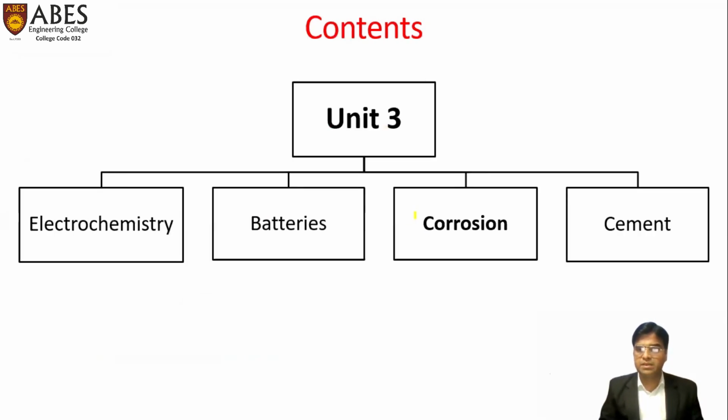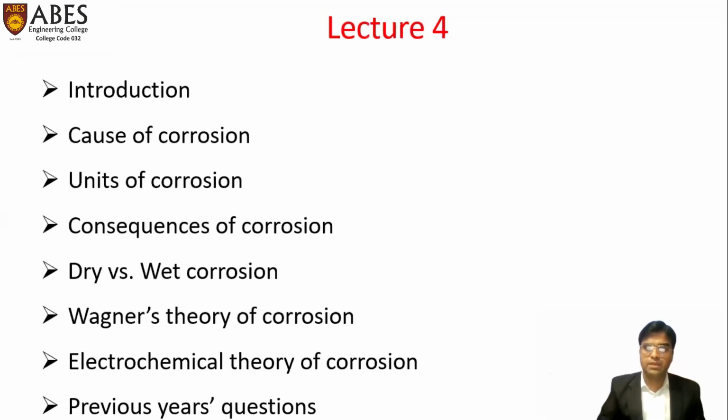The next part is corrosion. So this part will be covered in lecture 4 to lecture 7. In lecture 4, we shall discuss about the introduction of corrosion. We shall define it and we shall find the cause. Why does the corrosion happen? After that, we shall discuss about the units in which we can express the corrosion.